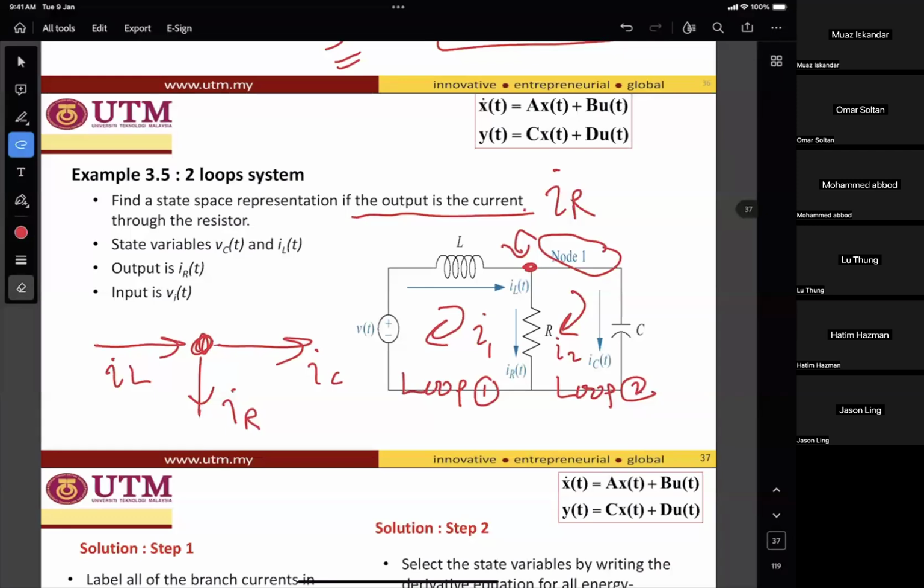And then the state variables are defined by x1 equal to VC, x2 equal to IL. The output is IR, which is y(t). The input is equal to u(t).